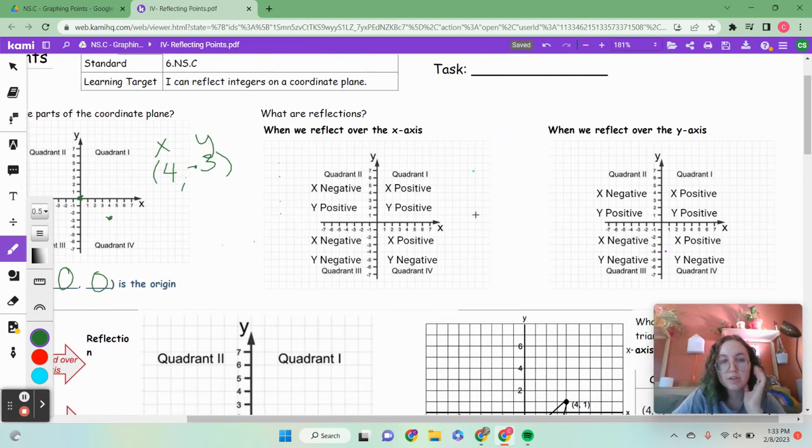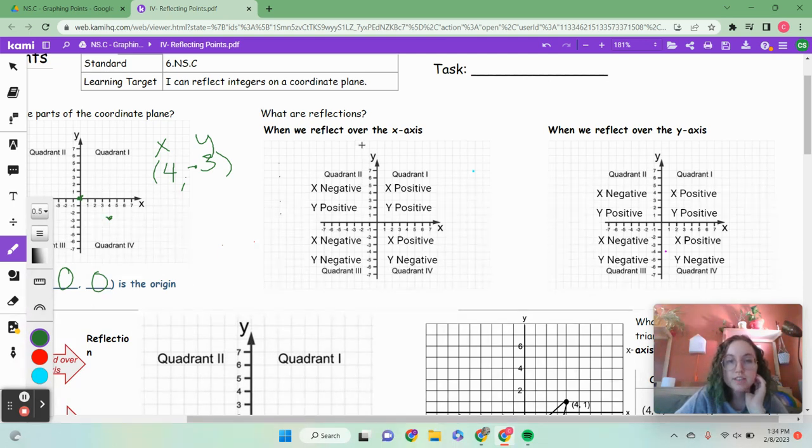The other important parts are the quadrants. Quadrant 1 is where both x and y are positive. Quadrant 2 is where x is negative, y is positive. Quadrant 3 is where x is negative, y is negative. And quadrant 4 is where x is positive and y is negative.